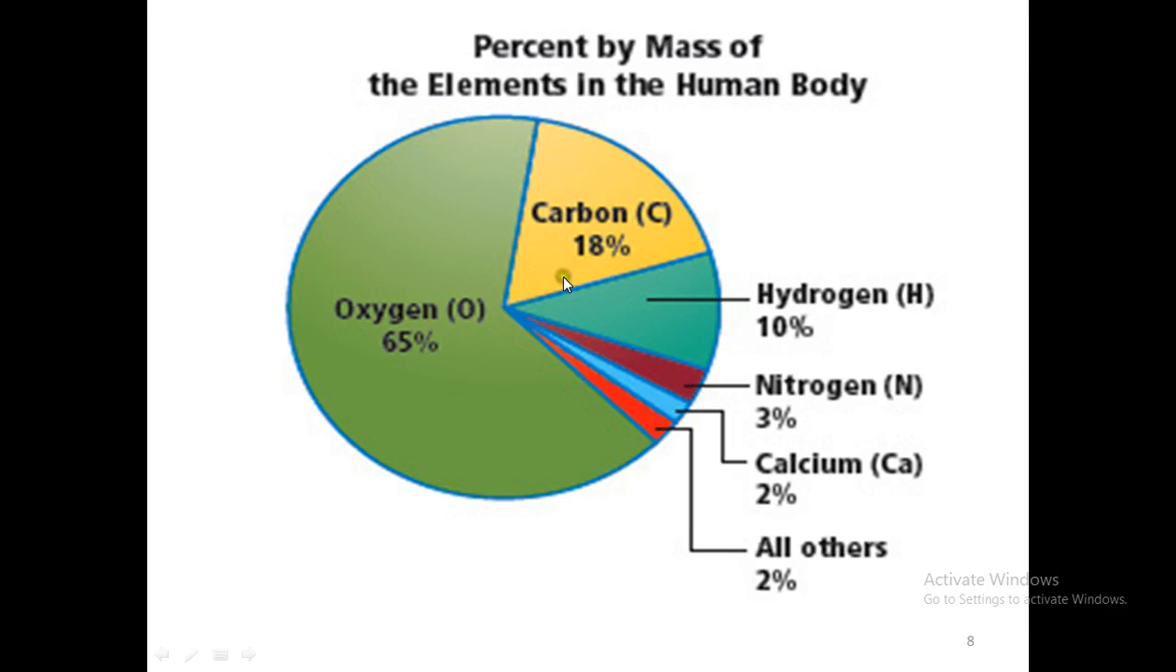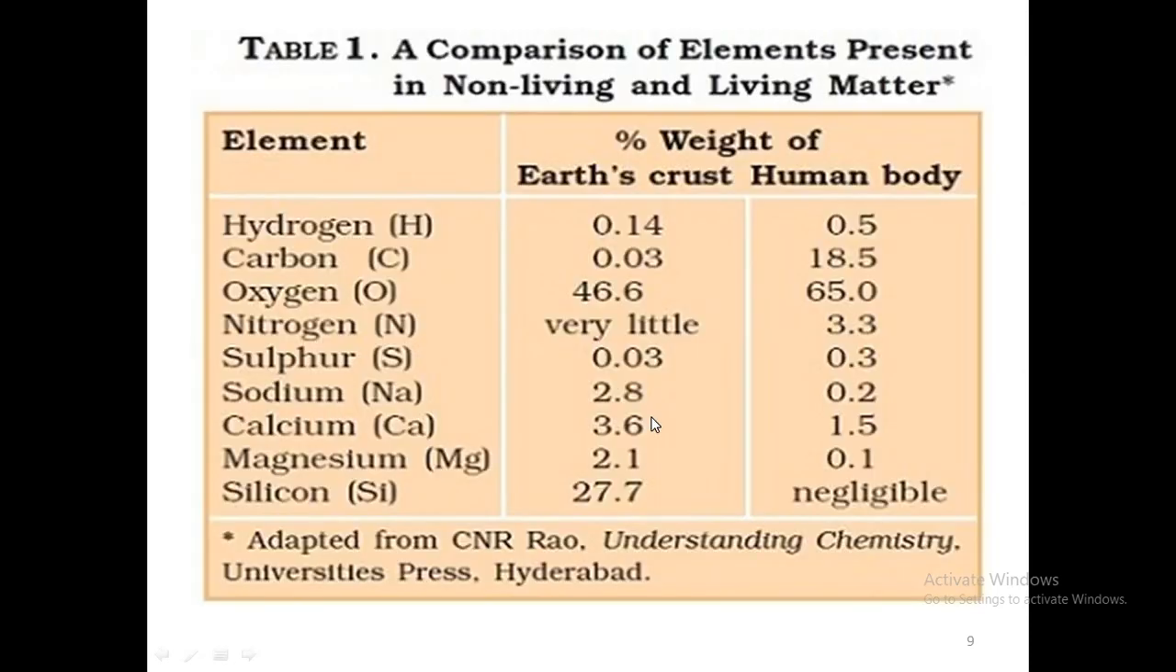And besides these three major elements found in the human body, we also find nitrogen, calcium, and other minerals in the body. When we compare the elements found in the human body with the elements found in the Earth's crust, what do we find? So far as oxygen goes, 65% of the human body is made of oxygen, whereas in the Earth's crust, there is 46% of oxygen. And when we look at carbon, however, in the human body, there's much more carbon, nearly 19 or 20% carbon, whereas in the Earth's crust, there is 0.03% carbon.